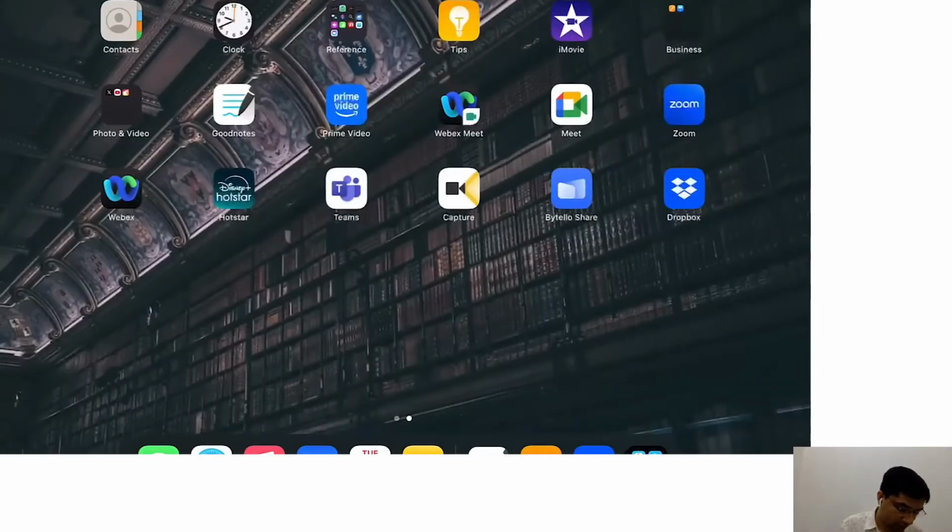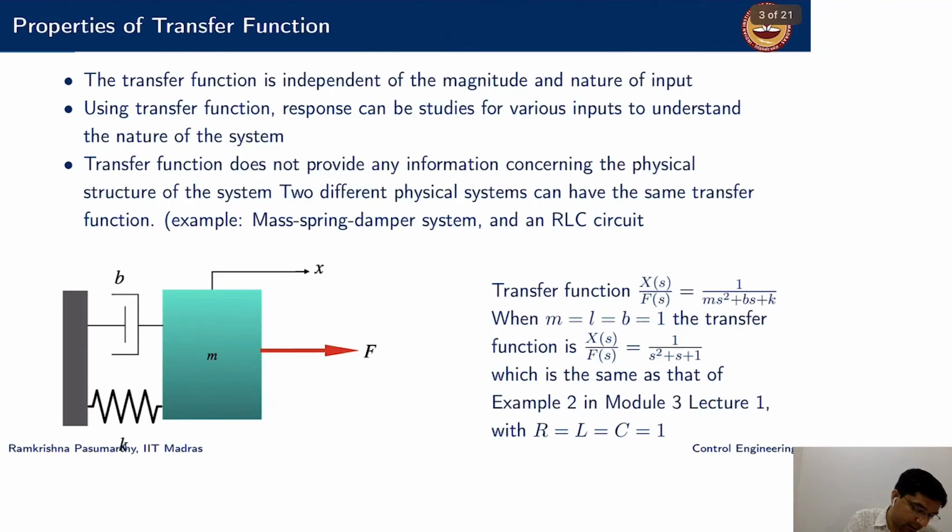Okay. Now in the special case, when m equal to k equal to b equal to 1, I get a transfer function which is 1 over s square plus s plus 1. I can go back to the RLC circuit example of module 3 lecture 1. This is example 2. With R equal to L equal to C equal to 1, I get the same transfer function, right?